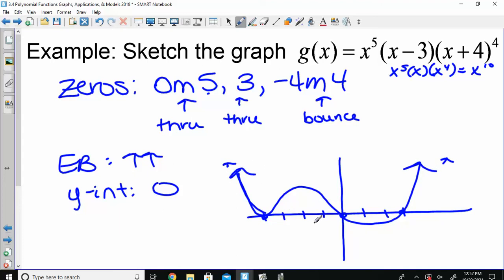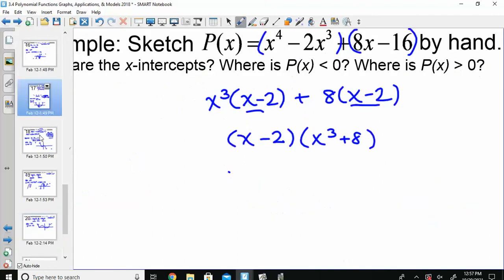If you get to the end and your end behavior doesn't match what you said it would be, you've made a mistake somewhere. Either you didn't bounce when you should have, or you crossed the x-axis somewhere other than where you have a 0. Okay, those zeros are the only places you can hit the x-axis. Are there any questions on that? Okay, how about the y-intercept? You plug in 0, you get 0 to the 5th, which is 0, times -3, which is 0, times your 4 to the 4th, so still 0.